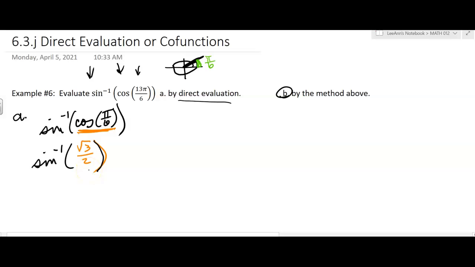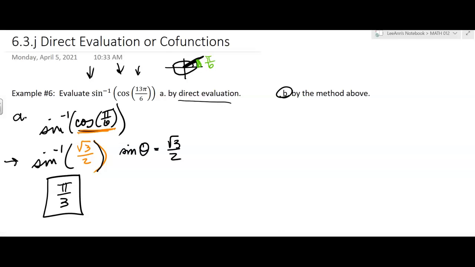So what angle, and sometimes I'll think like this in my mind, what angle has a sine that's the square root of 3 over 2? And I'm thinking that is pi over 6. No, I'm not. I'm thinking it's pi over 3. It would be positive, and so its inverse sine can only be in the fourth or first quadrant. If it's positive, I've got to be in the first quadrant. So that's why it's pi over 3.